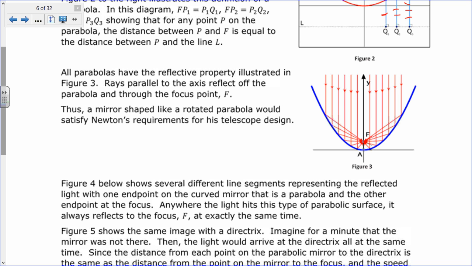All parabolas have the reflective property illustrated in figure 3. Rays parallel to the axis of the parabola reflect off the parabola and through the focus point F. Thus, a mirror shaped like a rotated parabola would satisfy Newton's requirement for his telescope design. And that goes back into the discussion that we'll have in class.